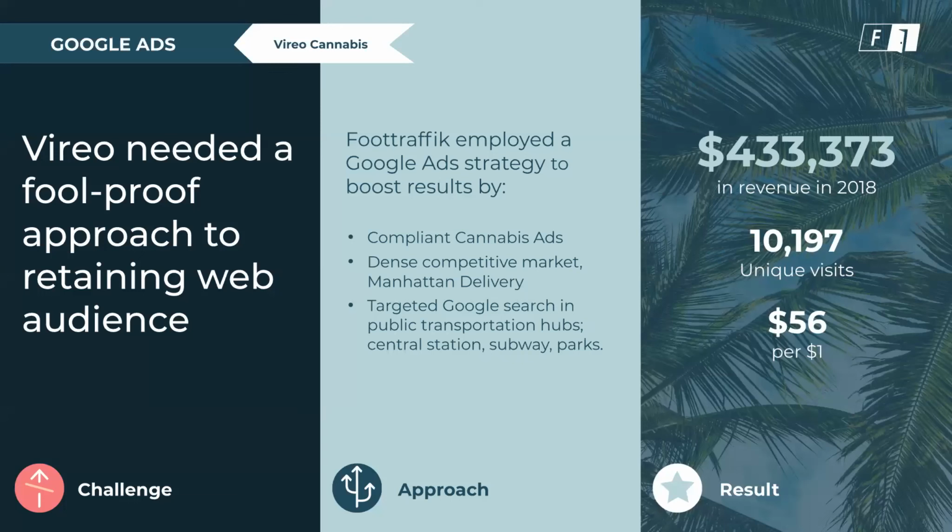So here's a case study from our friends and partners out of New York, Virial Health. In 2018, from our Google Ads campaigns, we generated $56 per dollar spent on the campaign. So we generated over $400,000 in 2018 from 10,000 visitors. And this was in a highly competitive market in Manhattan. So we targeted public transportation hubs, Central Station, subways, parks to really capture these audiences.